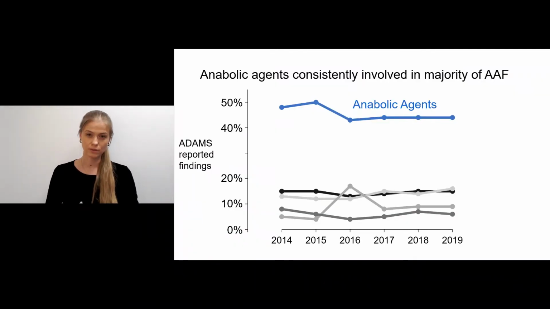Now, when you look at the adverse analytical findings and the top 5 categories that are involved in them, you can see that the anabolic agents are still used heavily by professional athletes, and so we need to maintain our efforts to improve their detection, whether it is developing more sensitive methods or finding new long-term metabolites.